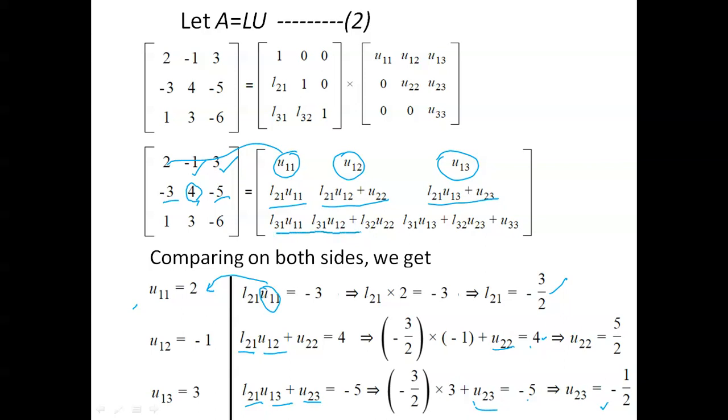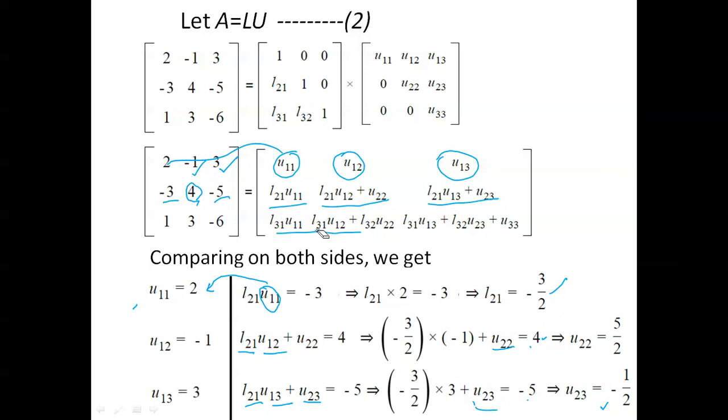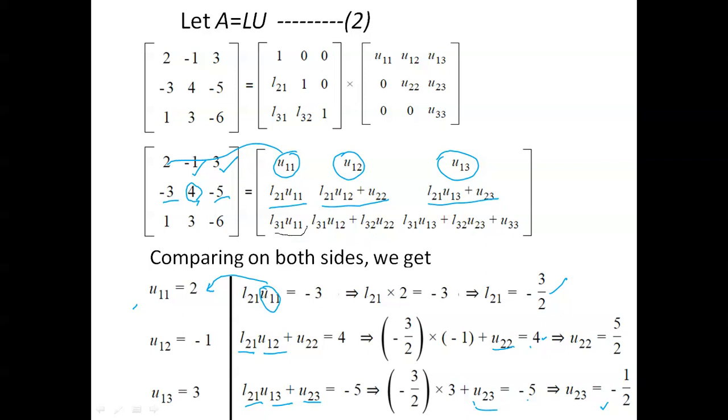So we have taken the first element, L31 U11 equal to 1. But U11 equals 2, so L31 equals 1 by 2, that can be seen in the L31 value.